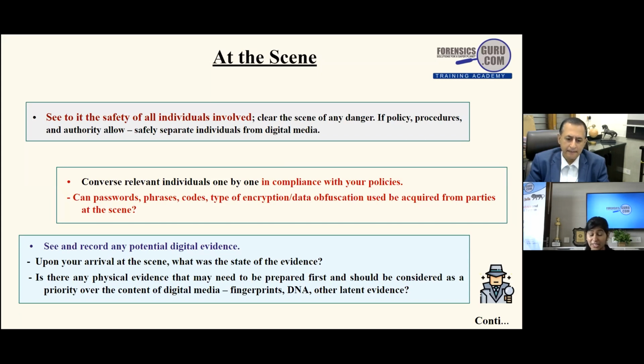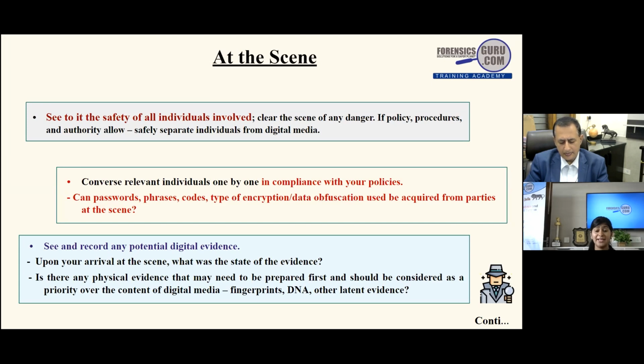And the next important thing is that the first responder or the investigating officer should have a conversation with the people over there. So talk to whoever is there. Why? In many cases, if there is any laptop or desktop or mobile phone which is locked, you can talk to people and get to know the password. If the owner is there, then well and good, you can ask the owner to tell the password of the laptop or desktop.